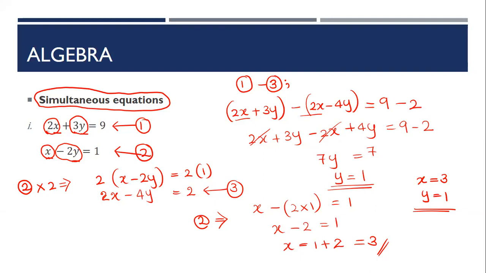Okay, so if you guys got the answers, shall we move on to question 2? If you need any time or even you have any doubt, please ask.